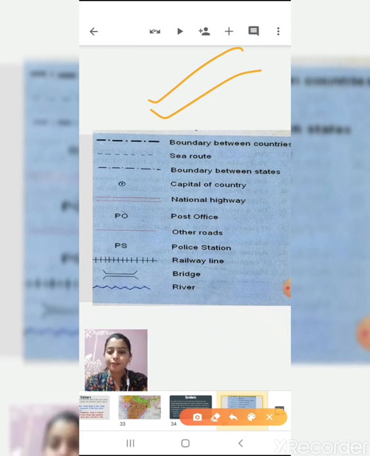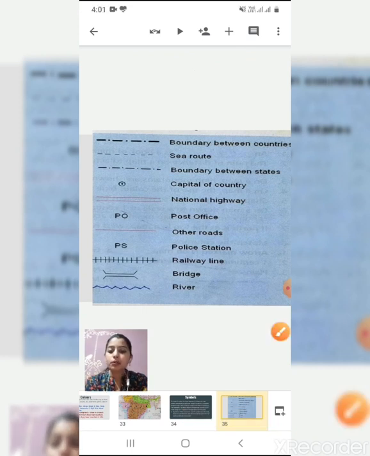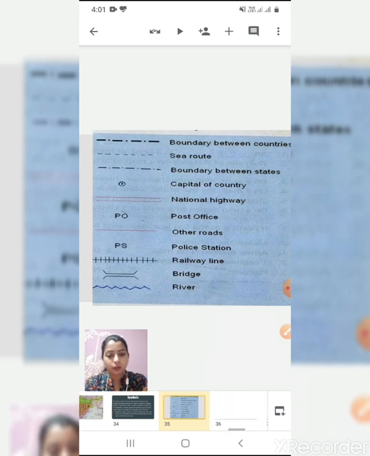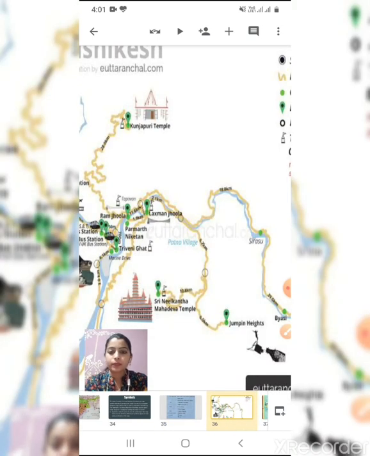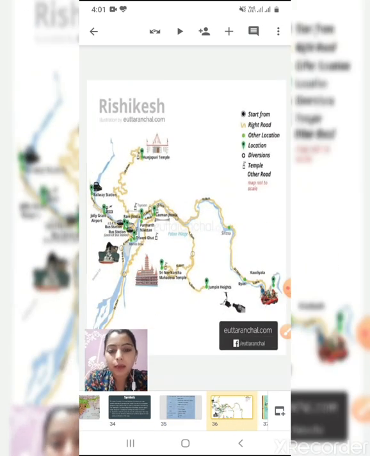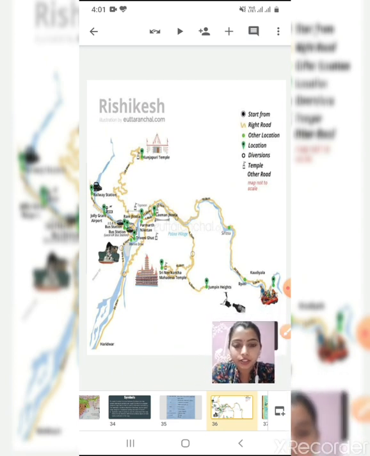Draw it in a rough notebook or practice notebook which you are having. Got it? Now you clear with colors. Now you clear with symbols. You know the scale. You know the directions. Now, this I have taken the example of Rishikesh.